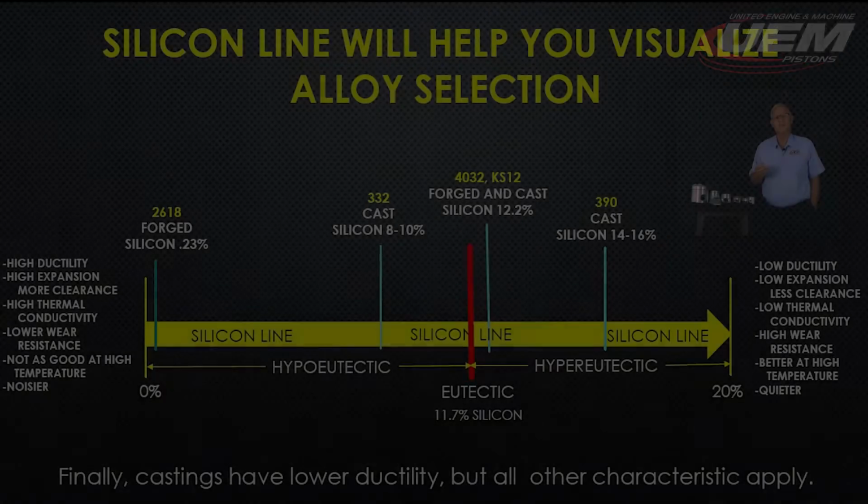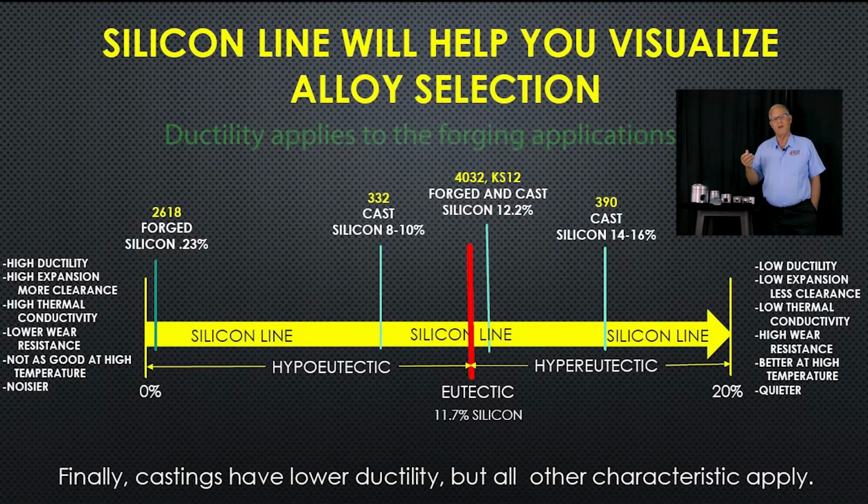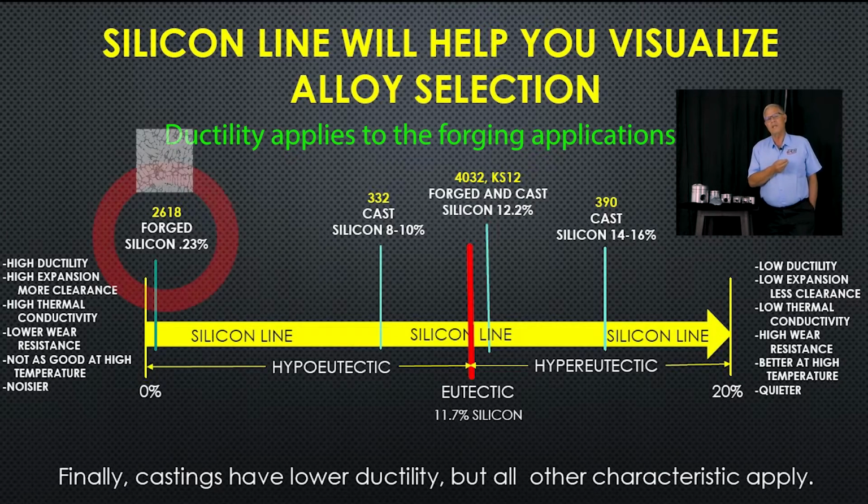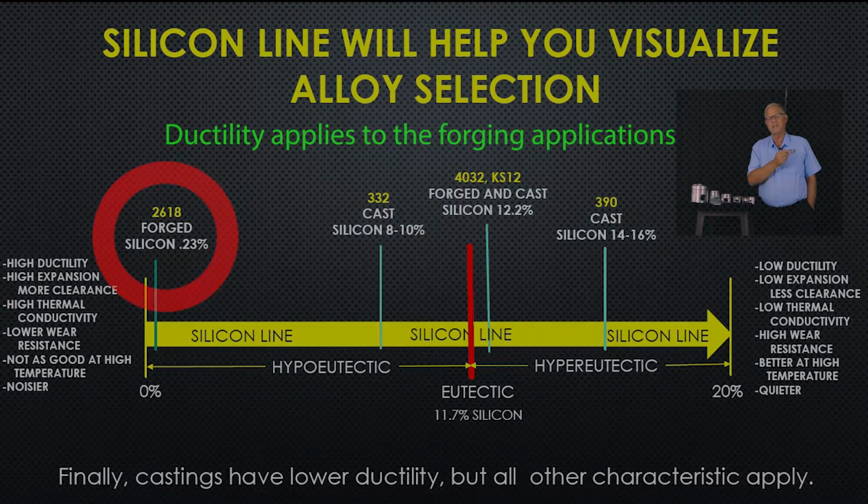So I'm going to put up a little chart here that shows, as we go from left to right on this chart, how the characteristics will change as we move up towards hyperalloys. Now, in the case of hyperalloys, the silicon goes as high as 24%, maybe even higher. There's some heavy-duty alloys that are up in that range. The lowest one that we use, though, is 2618, and you'll see it on the far left of the chart. It is about 0.23% silicon.